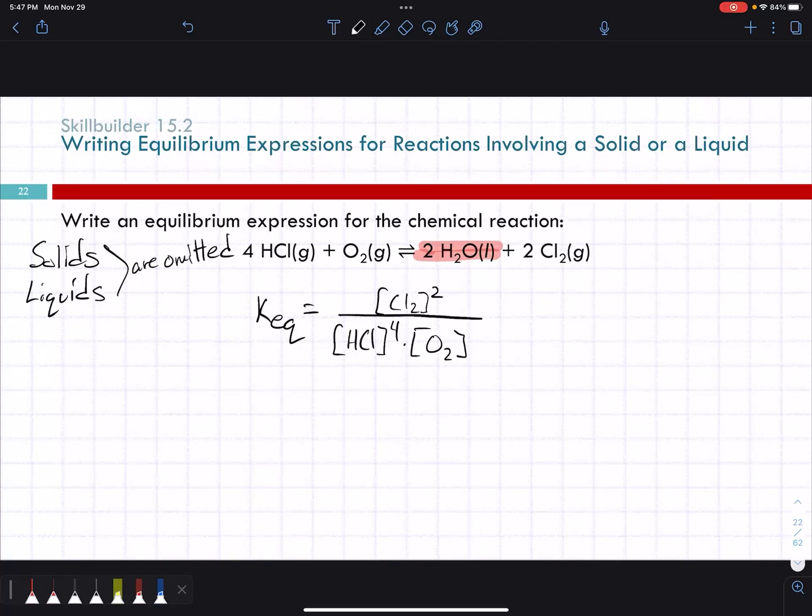Is that all the time? Like, they're always going to be omitted? Yep. Can you tell me why solids and liquids are omitted? Yeah, because they essentially act as an unlimited reservoir. If you're doing a reaction in water, then almost everything is water, and there's a very tiny amount of the other stuff.